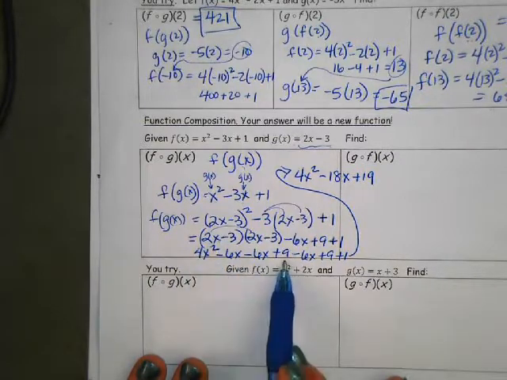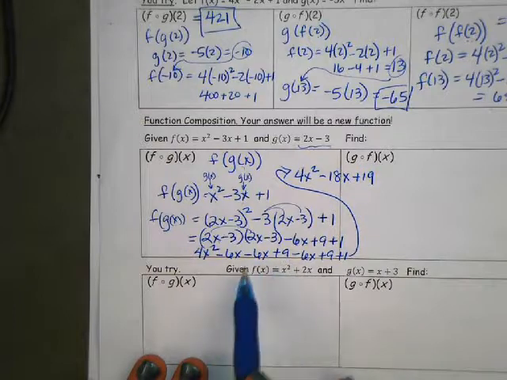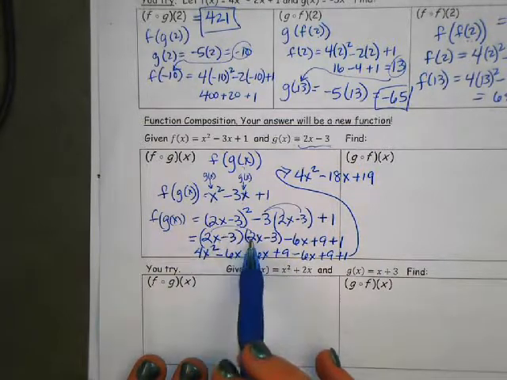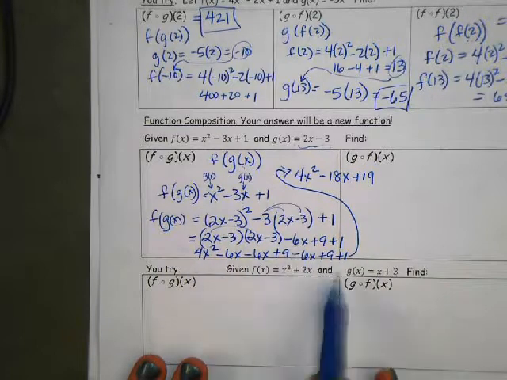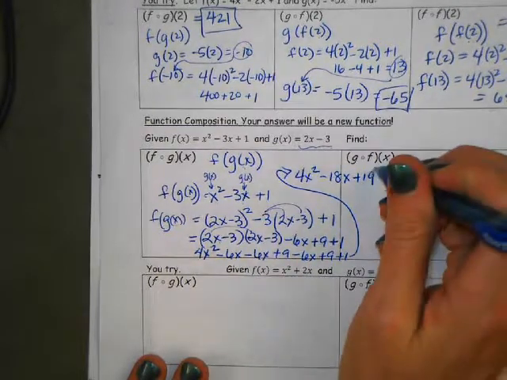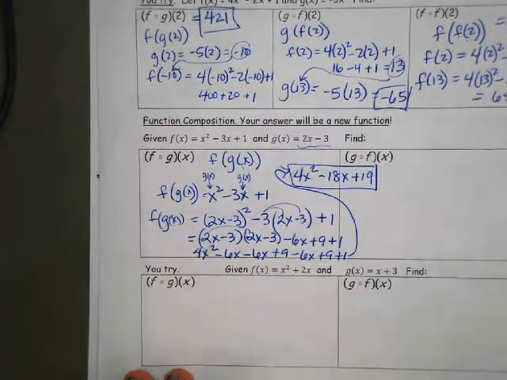Okay? Because you're taking all those 6 x's and putting them together. There's a negative 3 times a 2, a negative 3 times a 2, and then a negative 6 there. Okay? Alright, questions on that?